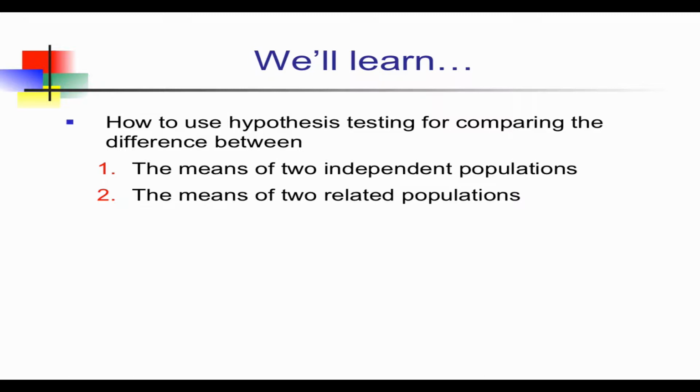So when we talk about comparing the means between two populations, there is one fundamental distinction between two scenarios. The first is if the two populations are completely independent of each other. The other scenario is that the two populations are related. Depending on which scenario it is, we need to use different hypothesis testing technology to handle the two different questions.